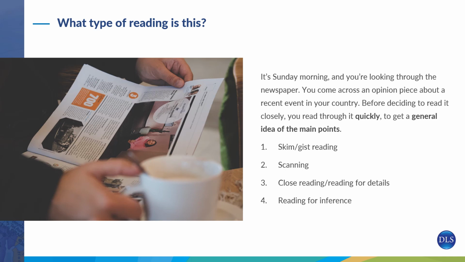Imagine that it's Sunday morning and you've got your coffee or your tea and you are looking through the newspaper. You come across an opinion piece about a recent event in your country. Before deciding to read it closely, you read through it quickly to get a general idea of the main points. What type of reading is this? This is skim or gist reading. This is when we read something quickly just to get the gist, to get the main ideas.